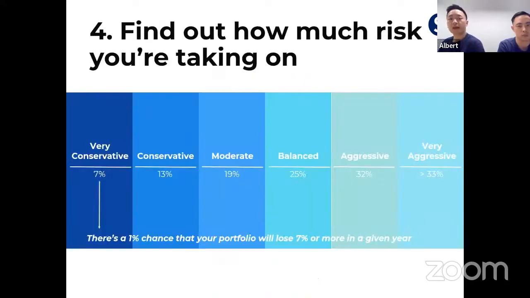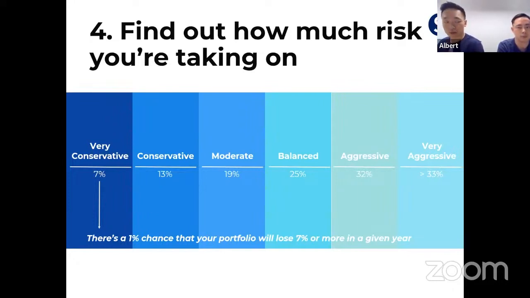Okay. And finally, once you have created your portfolio, then we will show you, okay, this is the risk of the portfolio that you're taking on. It goes from very conservative all the way up to very aggressive in these 6 different buckets. And then within each of these buckets, we'll assign a number. Essentially, for those of you who have heard of the StashAway risk level, this is very similar to that. So if you look at a very conservative one, the 7% means that there is a 1% chance that your portfolio will lose more than 7% in a year.